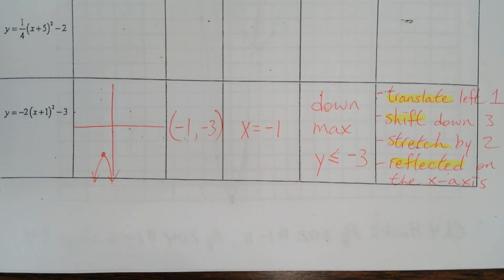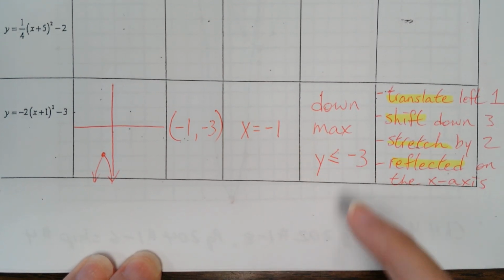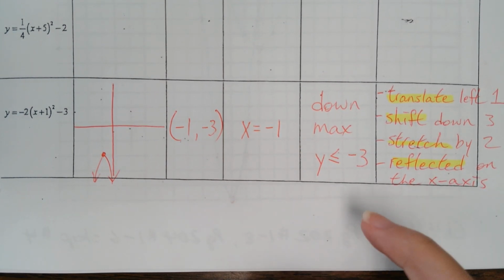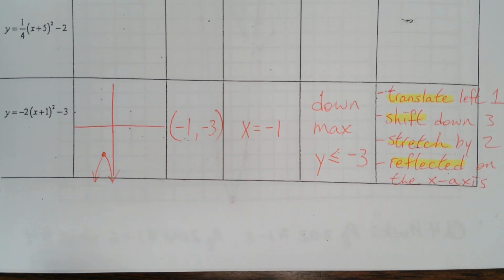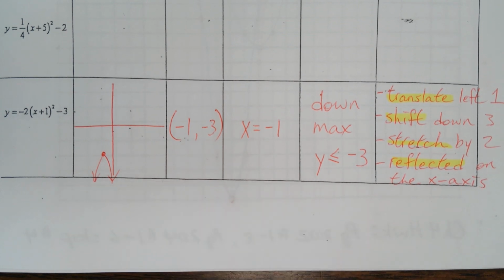But if I ask you what is the domain and what is the range, then you have to write it with this notation. By the way, here, what is my domain for this parabola? x is an element of the real numbers. Good job. One free mark right there. Okay. My range, y less than or equal to -3.